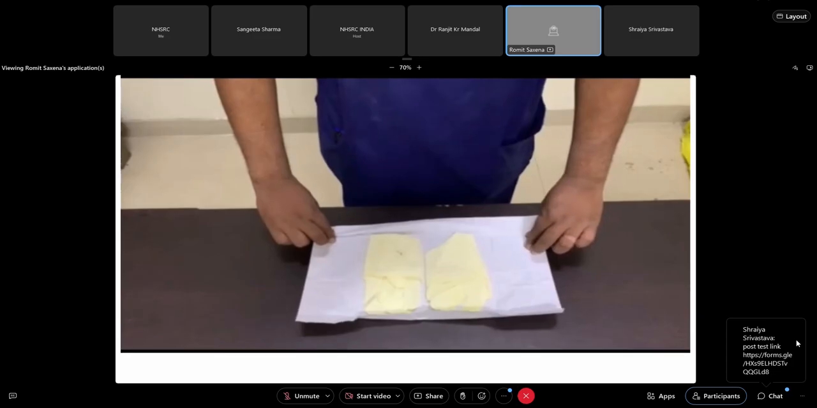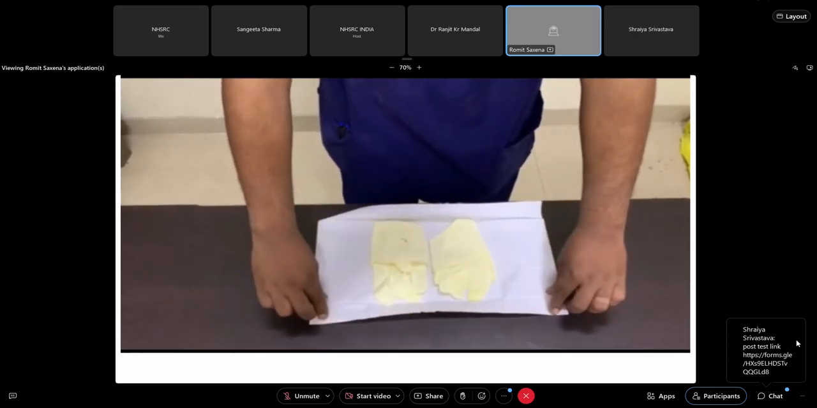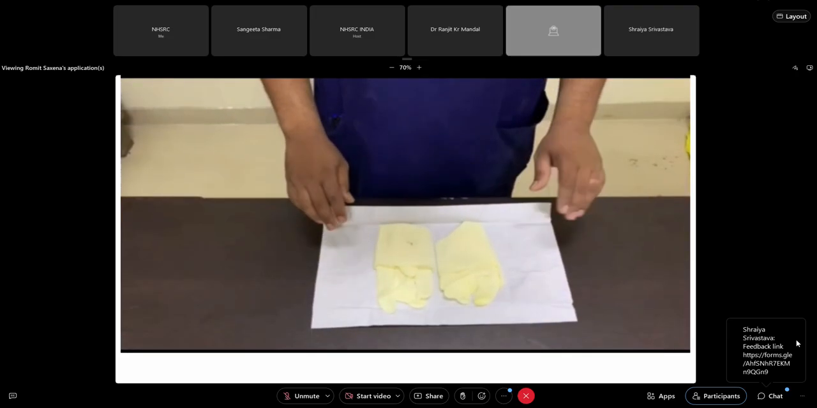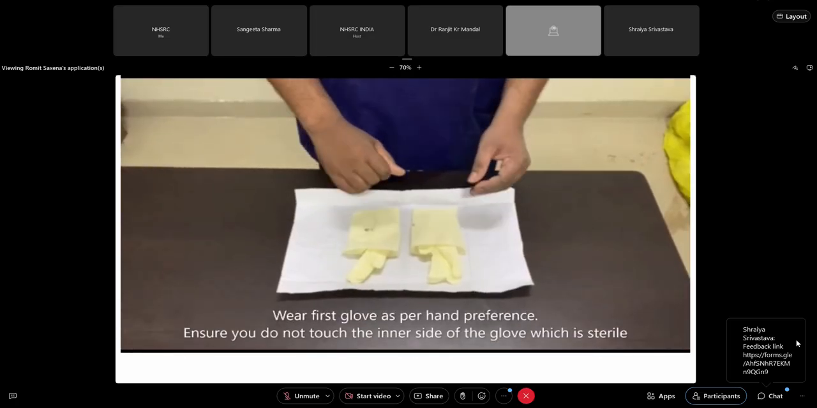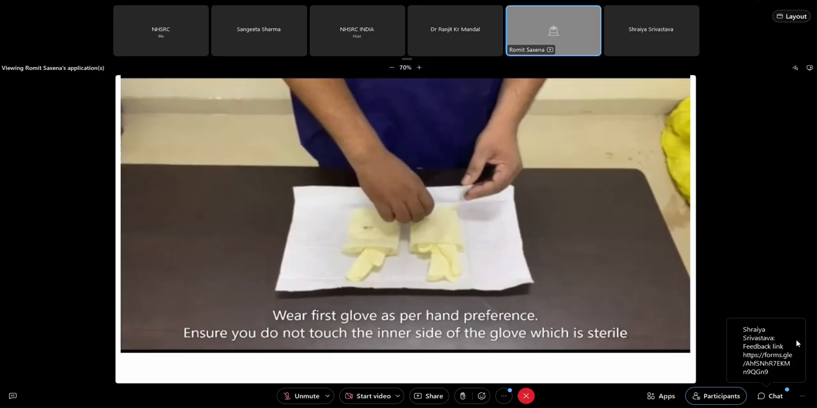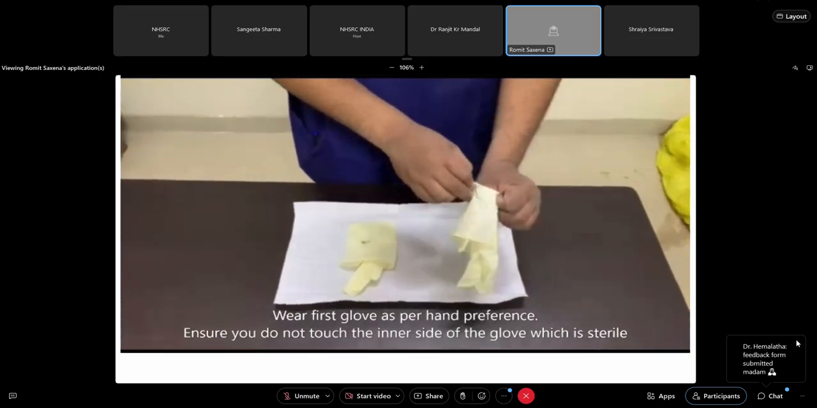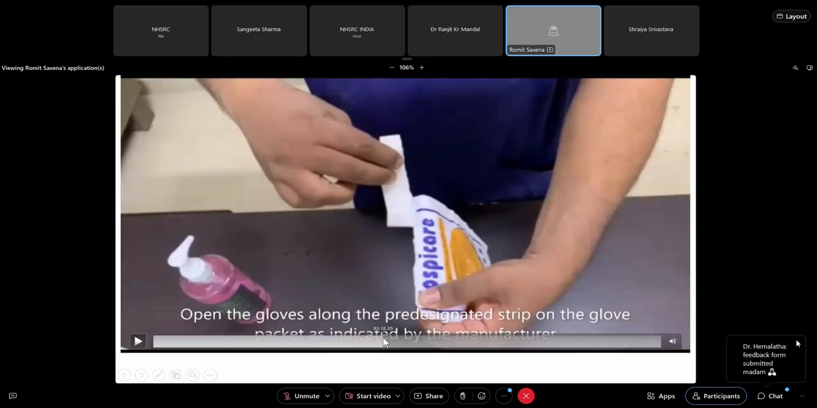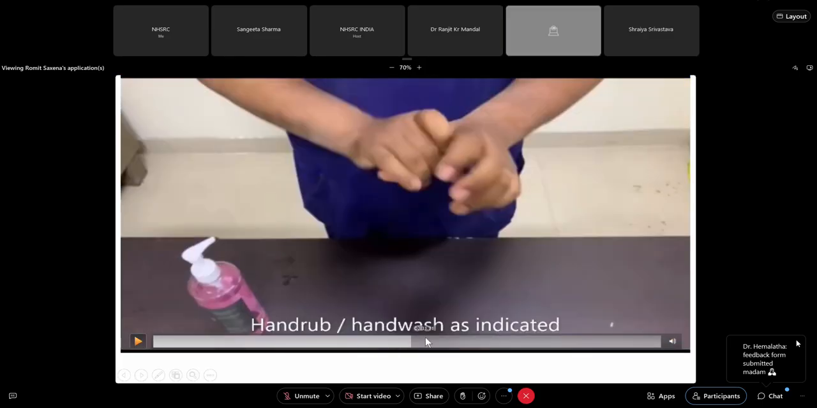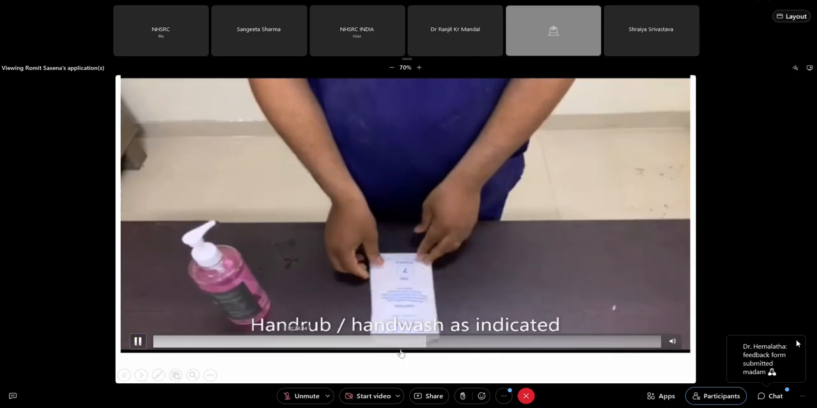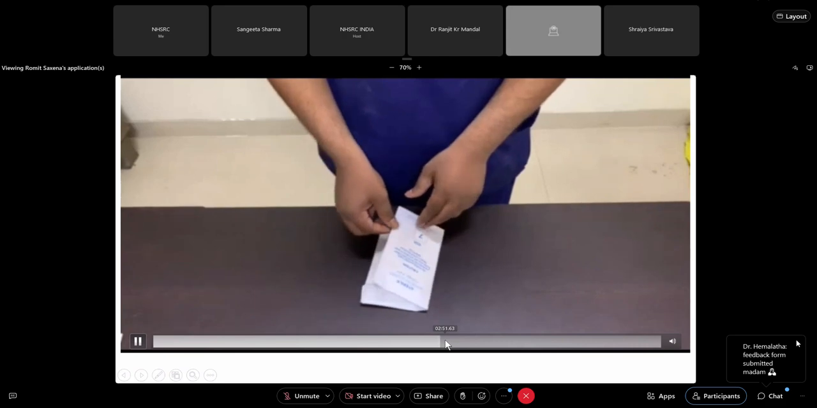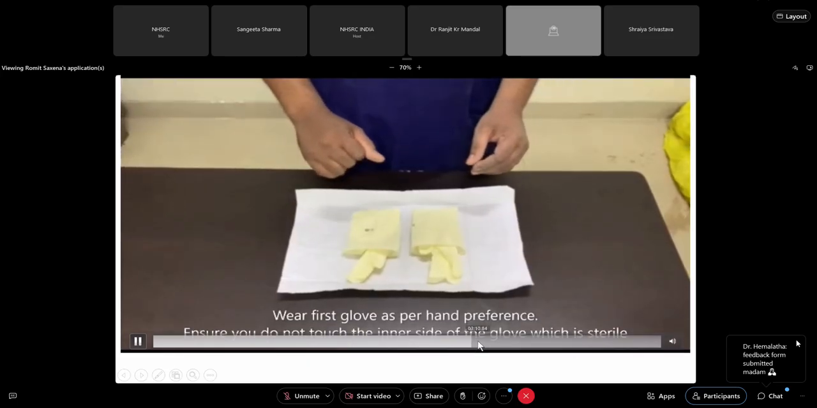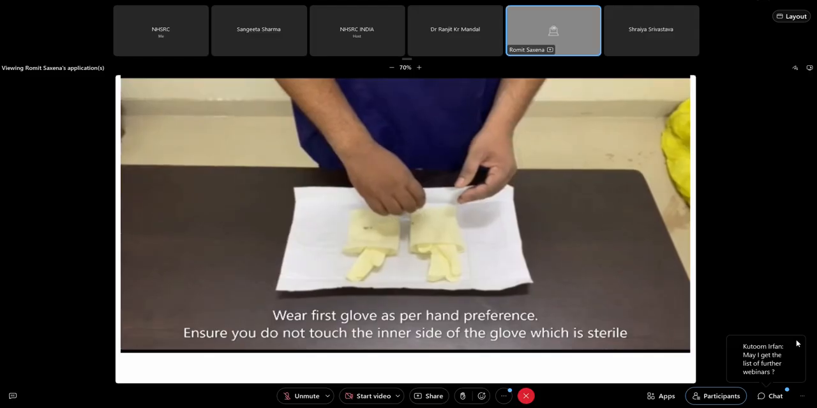So remember, this whole part is sterile. Now wear the first glove as per your hand preference. If you are right-handed, use that. Do not touch the inside of the gloves. Sorry, bear with me. So use the first glove again. I'm sorry, it skipped the screen.